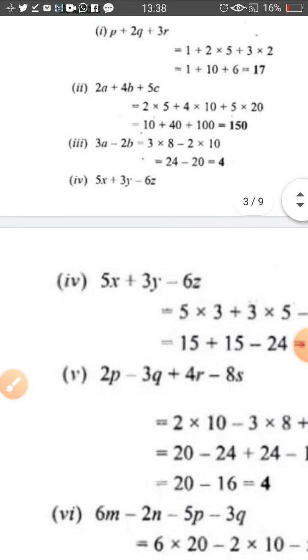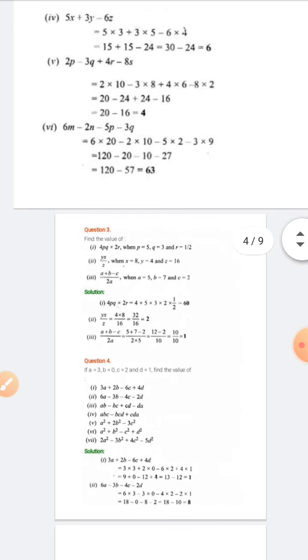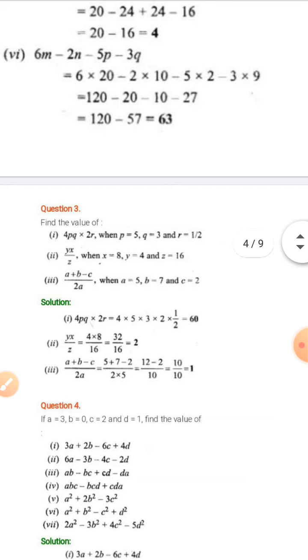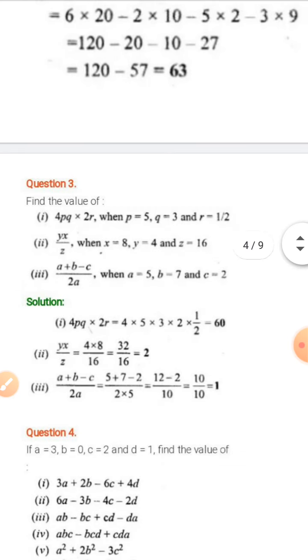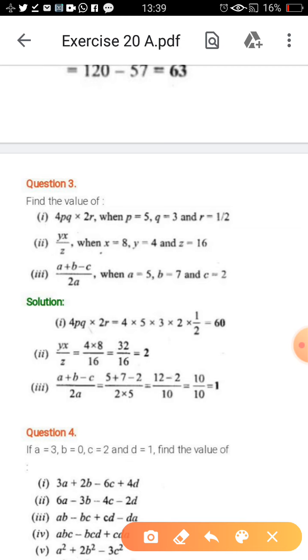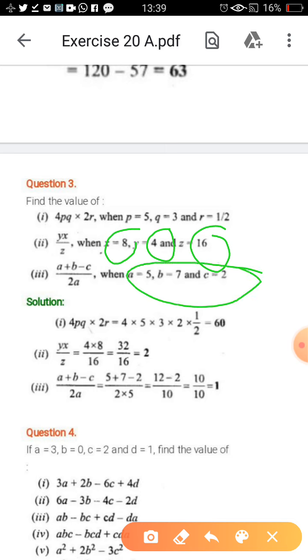Now same way we can see another questions of this type also. See the question number 3. I will explain the second and third questions. Here are the values we have to use. In the second question, x is equal to 8, y is equal to 4, and z is equal to 16. And in the third one, a is equal to 5, b is equal to 7, and c is equal to 2. We have to substitute these values in the given expressions.